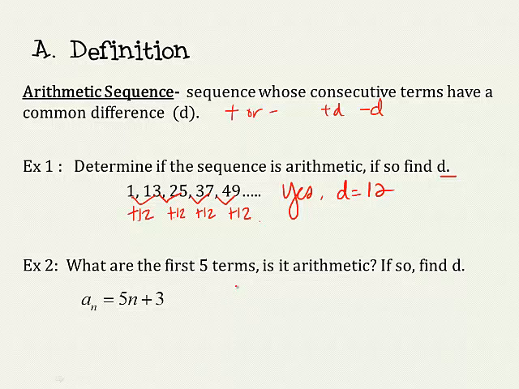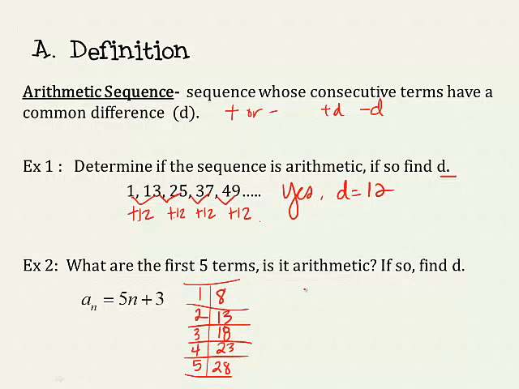Example 2, another type of question. What are the first 5 terms? Is it arithmetic? If so, what is d? Well, this is just like what you did the other day. If you want to create a table, you can. You don't have to. If I put in 1, I get 5 plus 3, I get 8. If I put in a 2 for the second term, 2 times 5 is 10, plus 3 is 13. Third term, 3 times 5 is 15, plus 3 is 18. Fourth term, 20 plus 3 is 23. Fifth term, 25 plus 3 is 28.